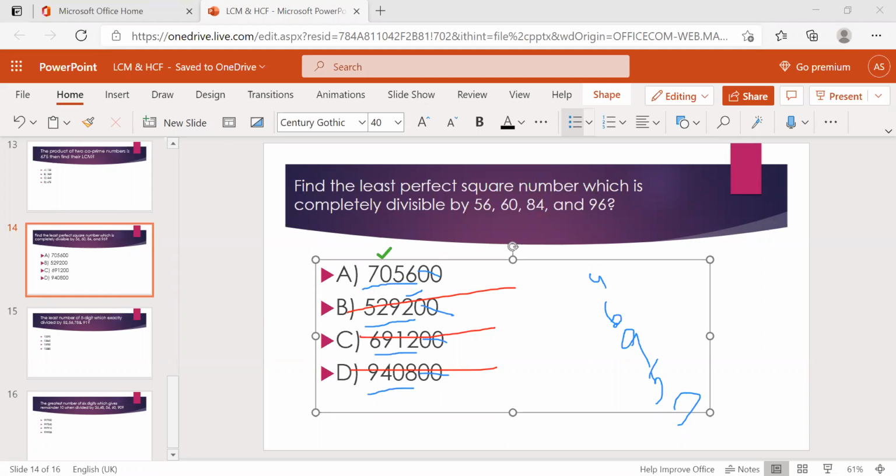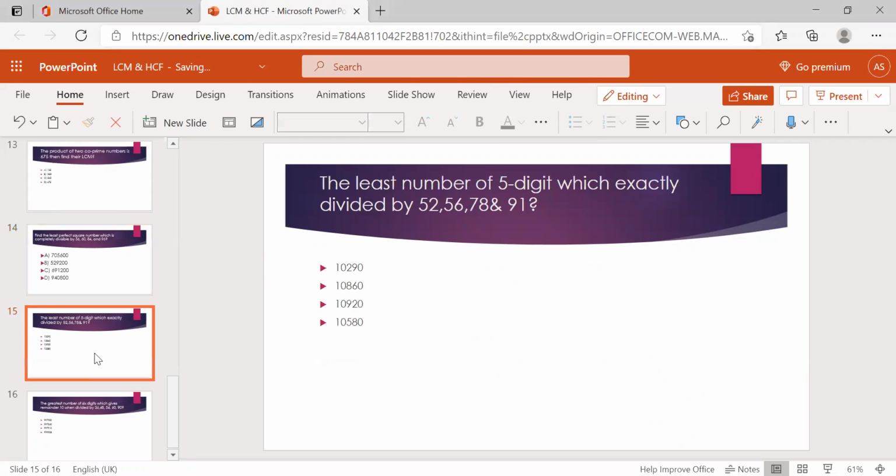Guys, any doubt? I'm solving by using the options. If you find the LCM of these four numbers and then check the perfect square, it will take much time. So better you solve these HCF and LCM questions by eliminating the answers. Okay, now take another one.